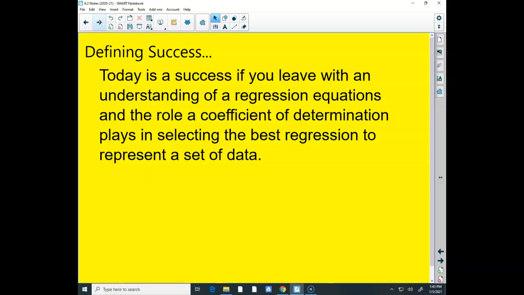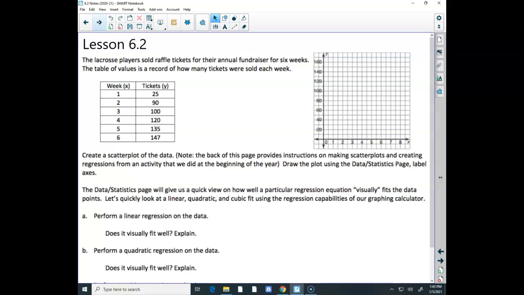So today's defining success is, today is a success if you leave with an understanding of a regression equation and the role a coefficient of determination plays in selecting the best regression to represent a set of data. Okay, this is things people do in real life all the time, is they model data. They're modeling data currently with the coronavirus. It increases in cases and it changes their model daily. That's why the models change all the time.